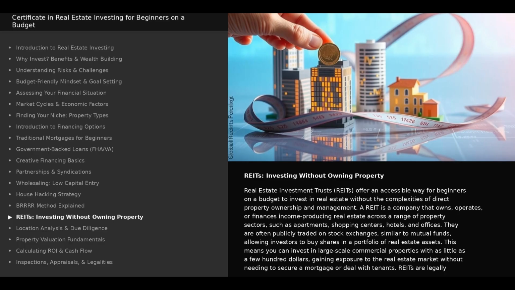They are often publicly traded on stock exchanges, similar to mutual funds, allowing investors to buy shares in a portfolio of real estate assets. This means you can invest in large-scale commercial properties with as little as a few $100s, gaining exposure to the real estate market without needing to secure a mortgage or deal with tenants. REITs are legally required to distribute at least 90% of their taxable income to shareholders annually, typically as dividends, making them attractive for income generation.